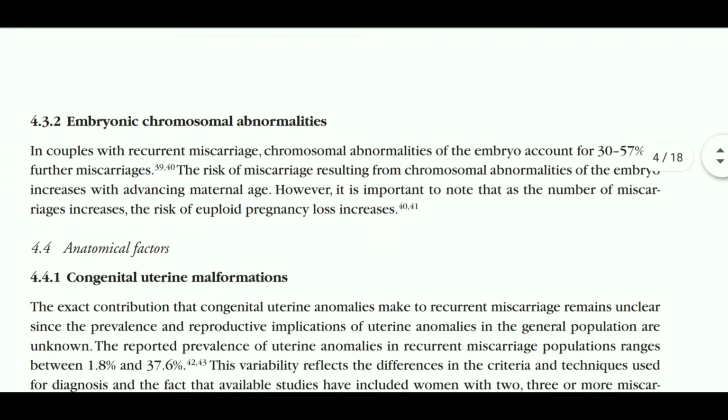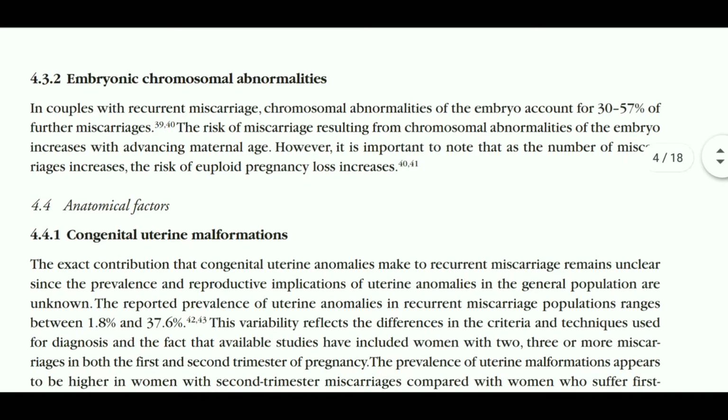Now coming to the embryonic chromosomal abnormalities incidence. In couples with recurrent miscarriage, chromosomal abnormality of the embryo accounts for 30 to 57% of further miscarriages. Okay. Now what is the role of age? The risk of miscarriage resulting from chromosomal abnormality of the embryo increases with advancing age. Okay. And the role of previous reproductive history, that is important. Okay. So it's written that, however, it is important to note that as the number of recurrent miscarriages increases, the risk of euploid pregnancy losses increases.